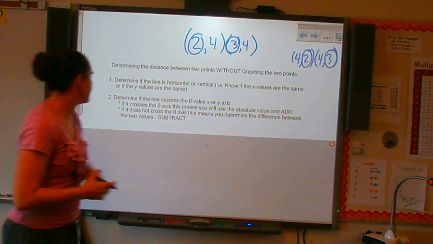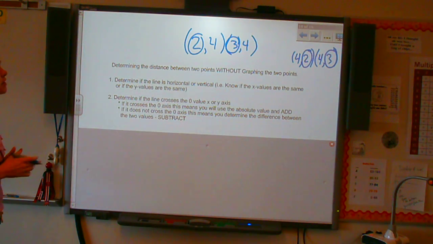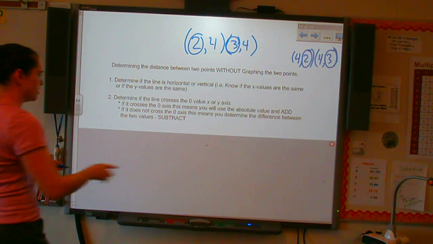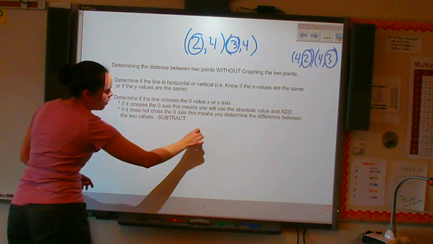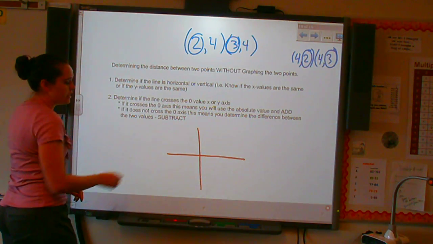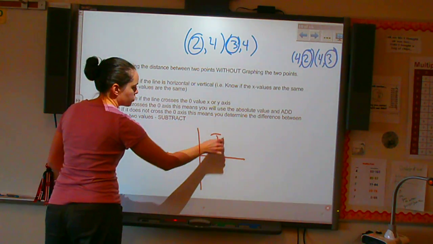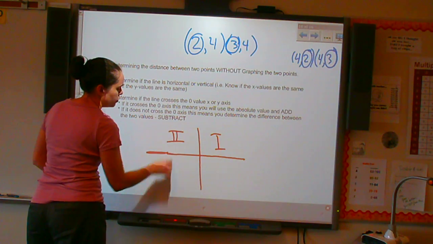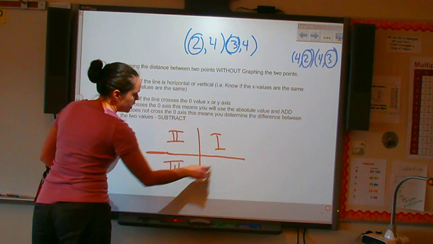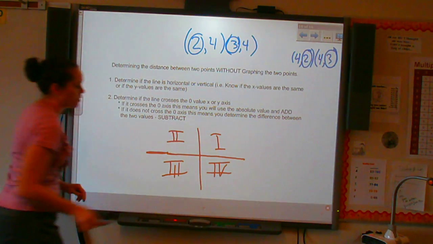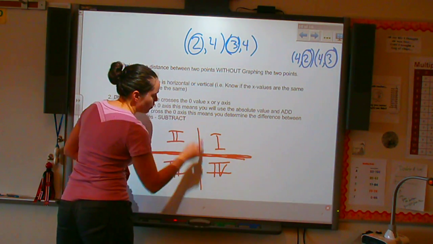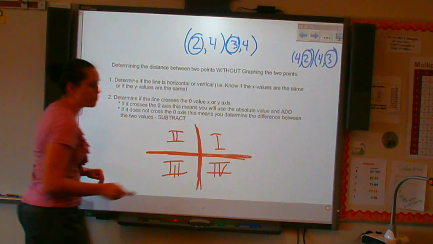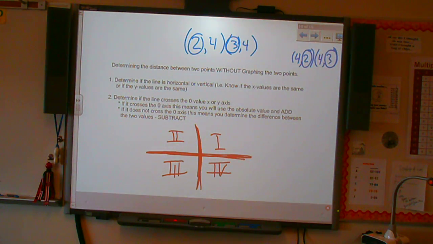Alright, the second thing that we want to think about is to determine if the line crosses the 0 value x or y axis. So what that means is thinking about our 0 points that split the graph into quadrants, right? Here's quadrant 1, quadrant 2, quadrant 3, and quadrant 4. Okay? So these lines here that separate into the quadrants, those are our 0 x and 0 y axes.